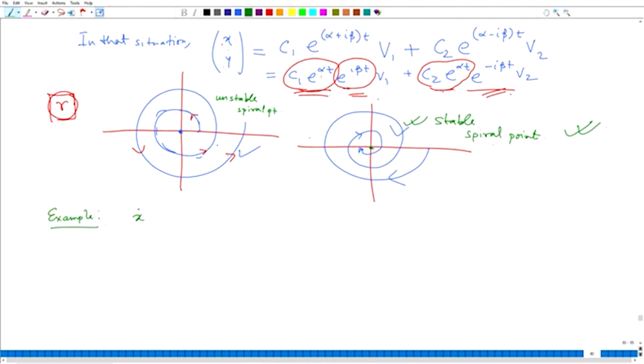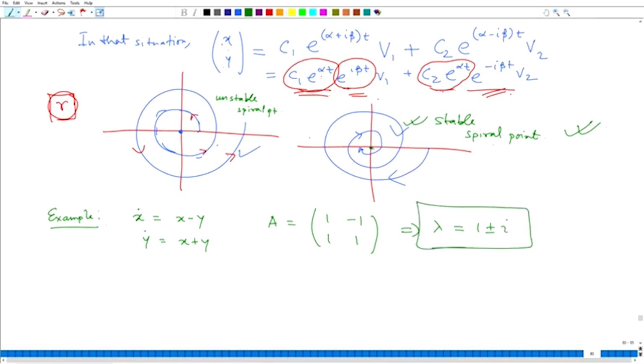If I give you x dot is equal to x minus y and y dot equal to x plus y, then you will have A equal to [1 -1; 1 1], and from that your lambda will be equal to 1 plus minus i. Using that, just try to understand how it gives a spiral. And of course, you understand that here this 1 is positive, so it will always be an outgoing, outward spiral.